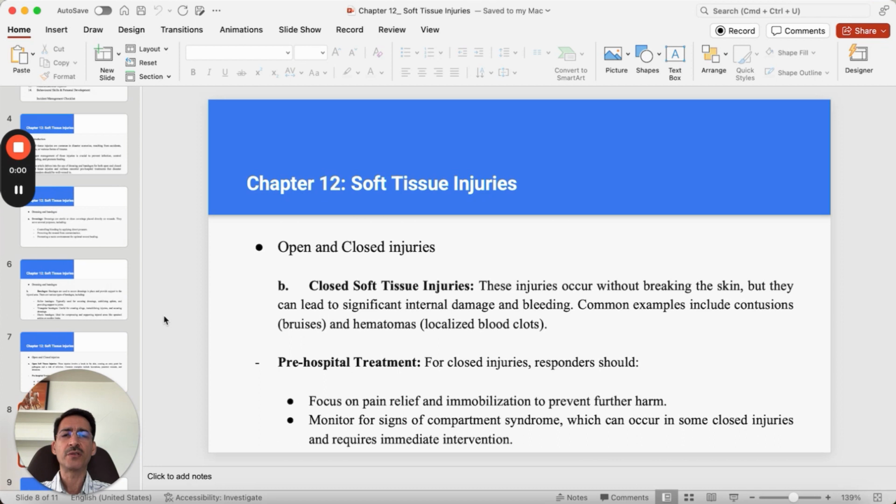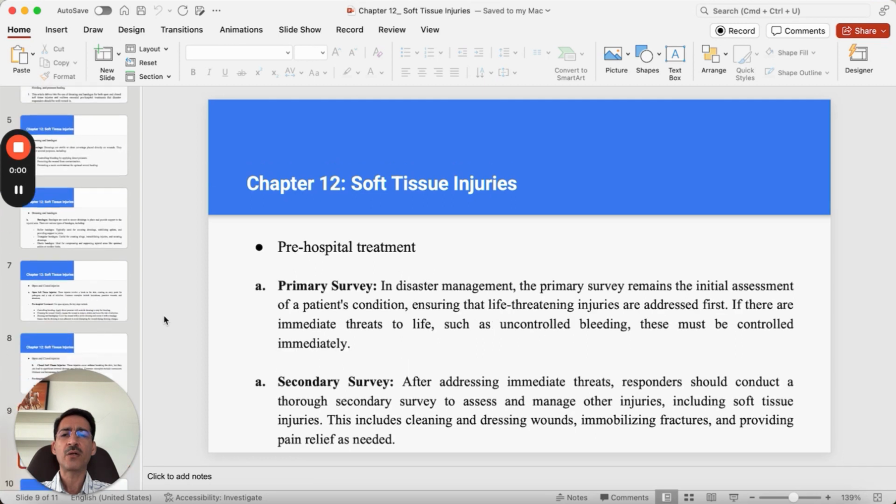Closed soft tissue injuries. These injuries occur without breaking the skin, but they can lead to significant internal damage and bleeding. Common examples include contusions and hematomas. Pre-hospital treatment. For closed injuries, responders should focus on pain relief and immobilization to prevent further harm. Monitor for signs of compartment syndrome, which can occur in some closed injuries and requires immediate intervention.